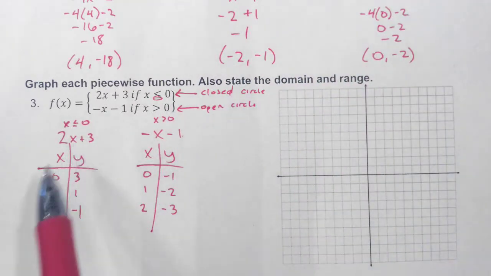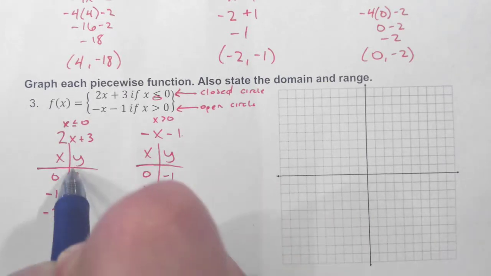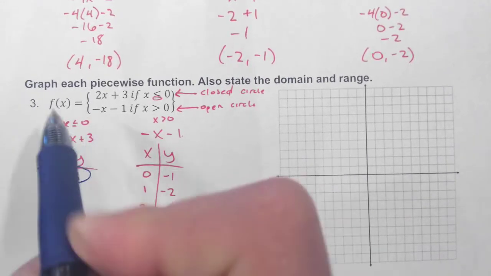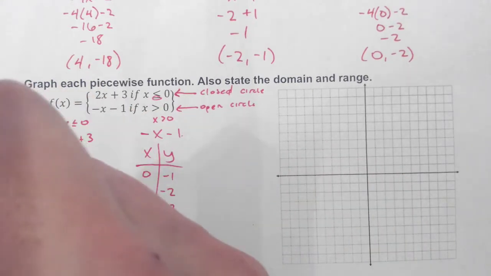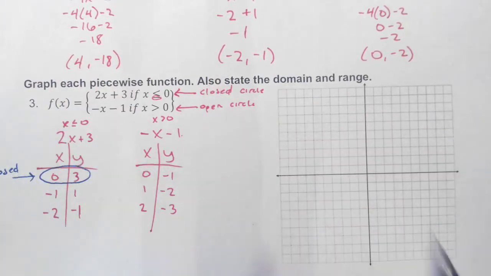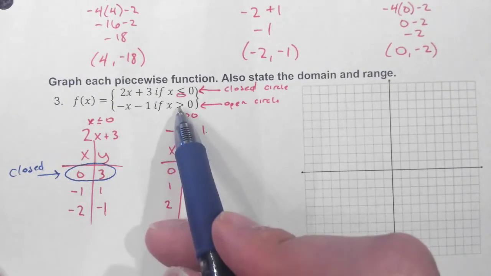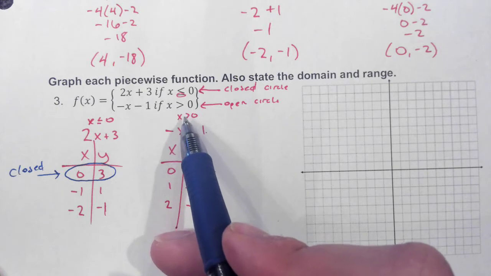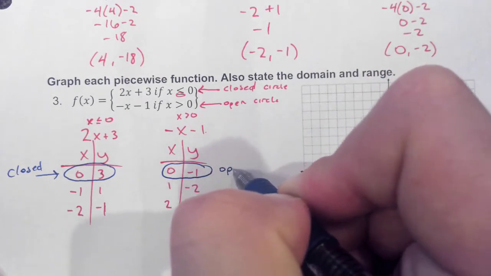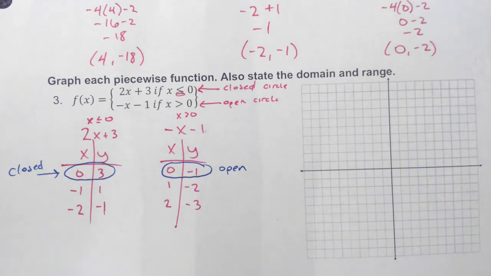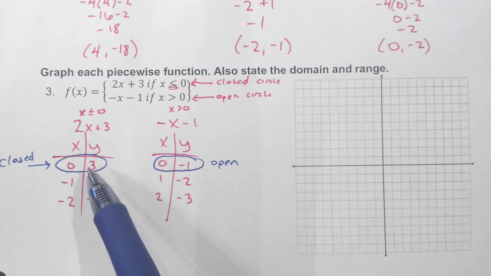So I'm going to look here and make sure that I remember this. This one, the 0, because of that symbol, is closed. I'm always going to write that on my graphs because I don't want to forget that part. It's closed. This one, because of the greater than symbol, is open. It's an open circle. Okay, and I'll show you what that looks like. So let's graph this one first.